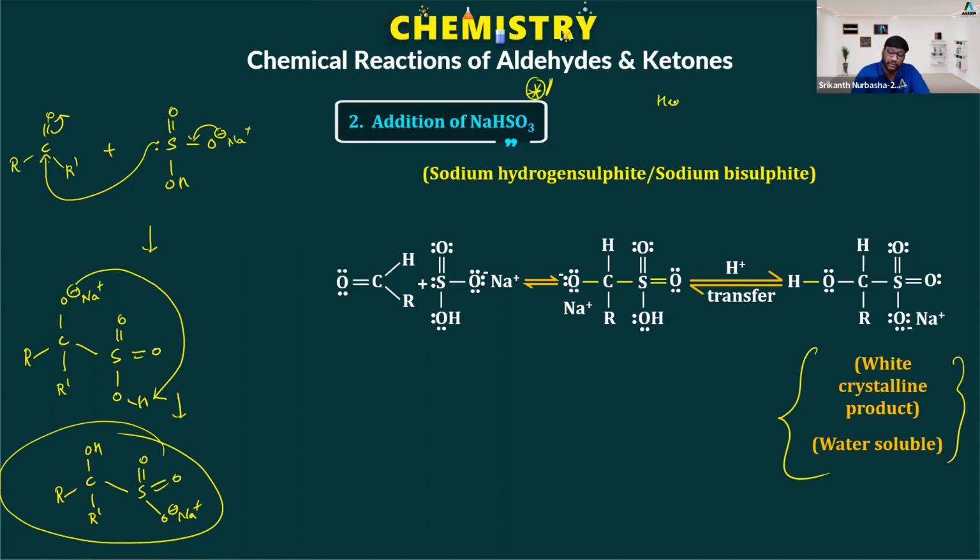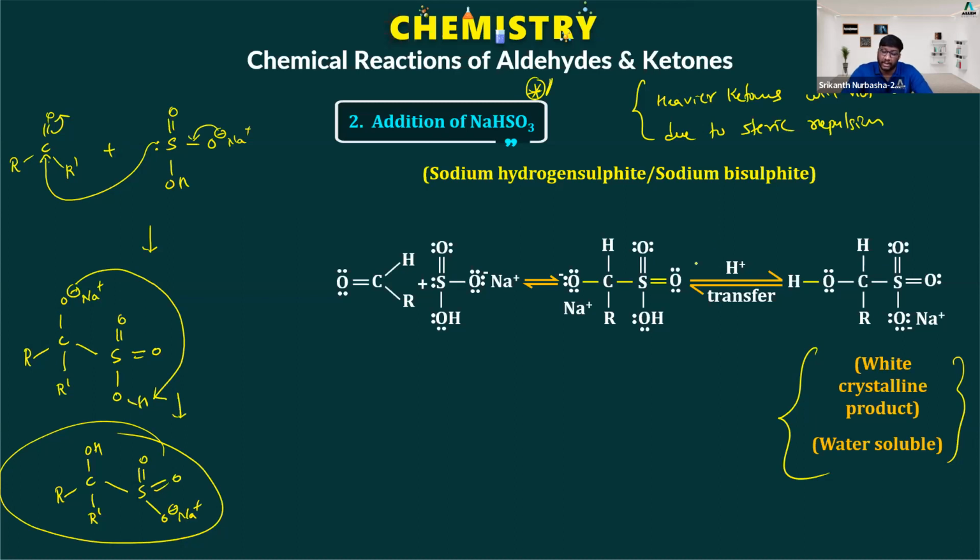Heavier ketones will not react due to steric repulsions. Methyl ketones can react. So the reaction happens in such a way that you get a carbon connected to an alkyl group R and R dash, I have taken hydrogen here, O minus Na plus, S double bond O, S double bond OH. Now the proton transfer occurred in the second step. First step is nucleophilic attack. Second step is proton transfer.